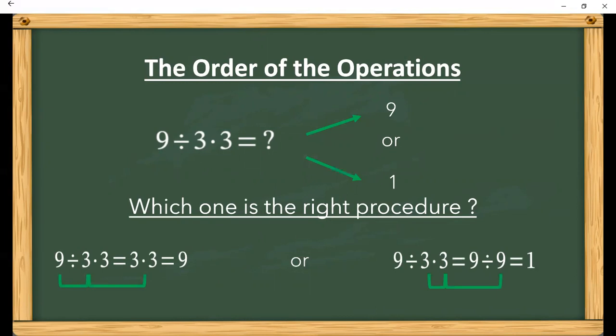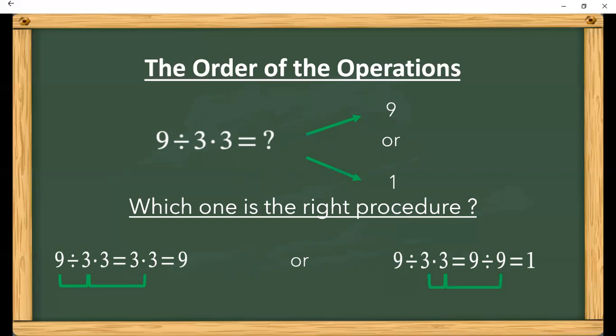Let's see. As we said, we do first the division and after the multiplication. And this is true because if we change the order of these operations, then we get a different and wrong result. Let's see the right procedure.